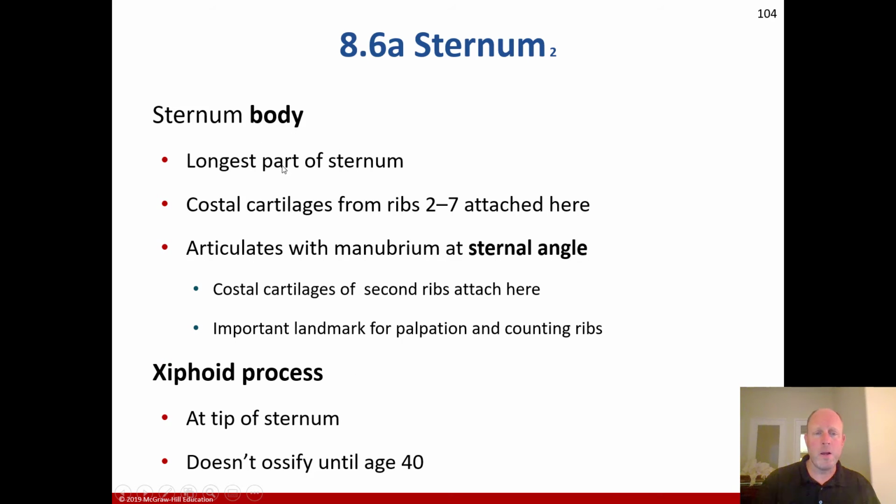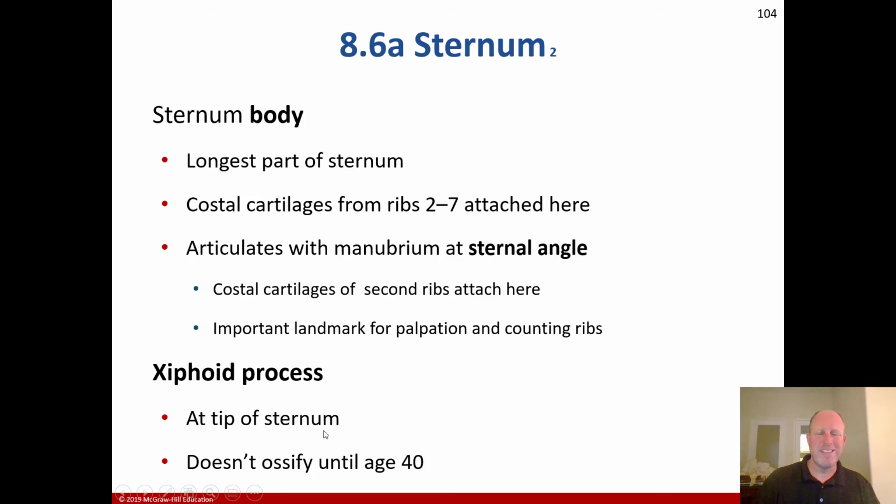The sternum body is the longest part of the sternum. The costal cartilages from ribs 2 to 7 are attached here, second to the 7th ribs. It articulates with the manubrium at the sternal angle. The costal cartilage of the second ribs attaches here at the sternal angle. It's an important landmark for palpation and counting of the ribs.